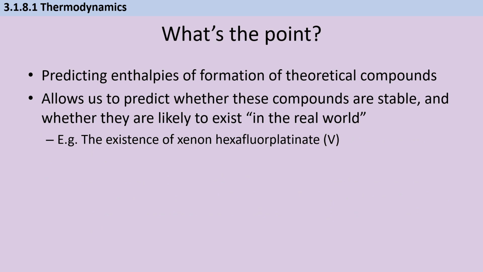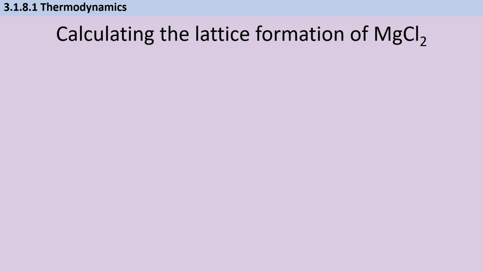Born-Haber cycles allow us to predict the enthalpies of formation for theoretical compounds that don't exist yet, and it allows us to predict whether these compounds will be stable and actually likely to exist in the real world. To construct our Born-Haber cycle, we start by taking the elements in their standard states, and this will be the second rung of the Born-Haber ladder. Any exothermic processes in this diagram with negative enthalpies are represented by arrows going down, and endothermic processes with positive enthalpies are going to be represented by arrows pointing up.